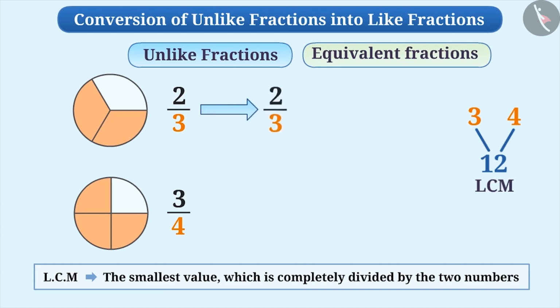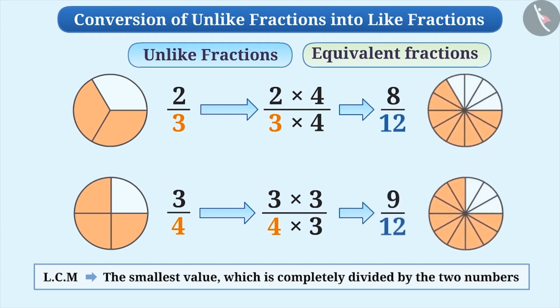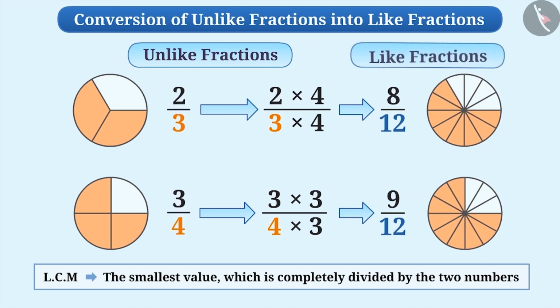For this, we multiply the numerator and denominator of 2 by 3 by 4 and the numerator and denominator of 3 by 4 by 3. Thus, the equivalent fraction of 2 by 3 is 8 by 12 and 3 by 4 is 9 by 12. Since the denominator of both fractions is equal, we say that we have converted 2 by 3 and 3 by 4 into like fractions.